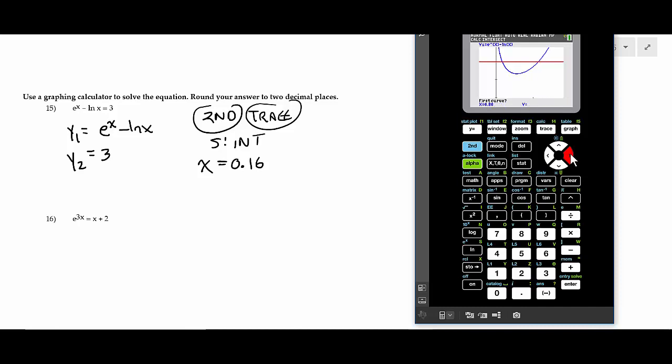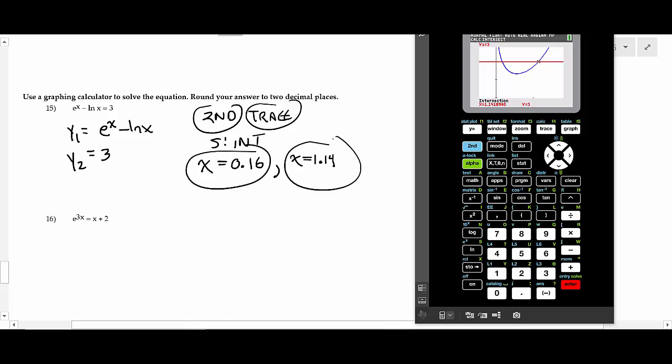Okay, and then once you press enter on that, the other cursor will come up. Okay, so that comes up, press enter again. It says guess, press enter again. You're going to know you're doing it right because it's going to blink on that intersection point. So the second intersection point is x equals 1.14. Okay, so those would be the solutions of that equation.